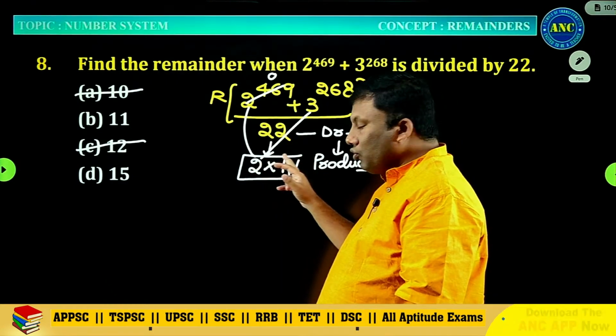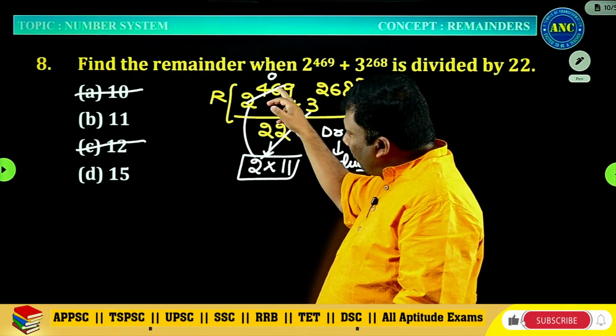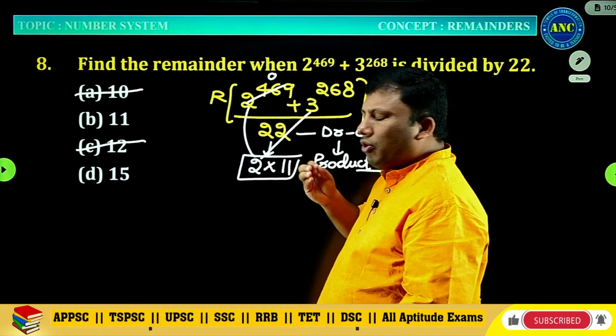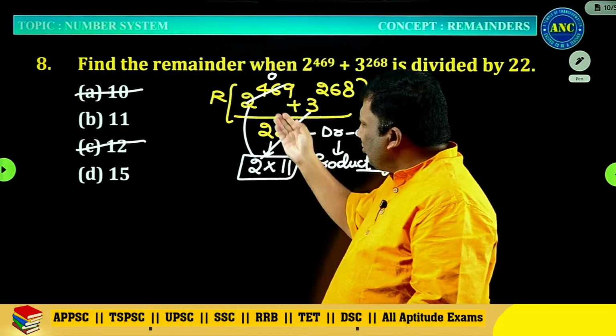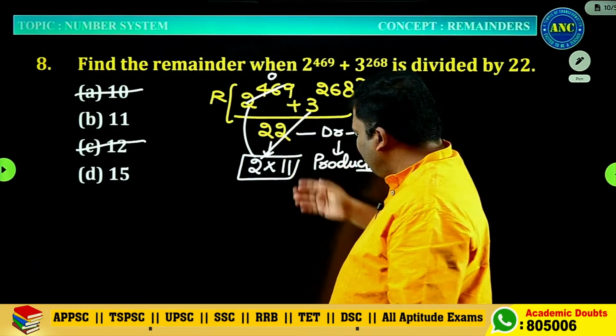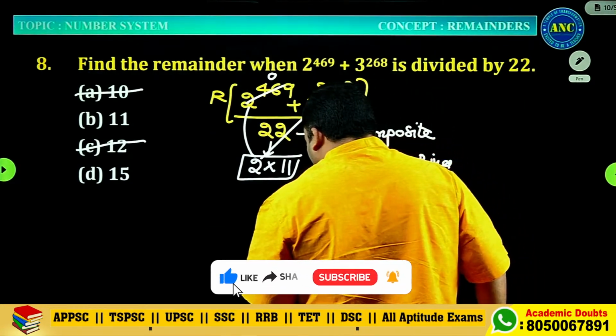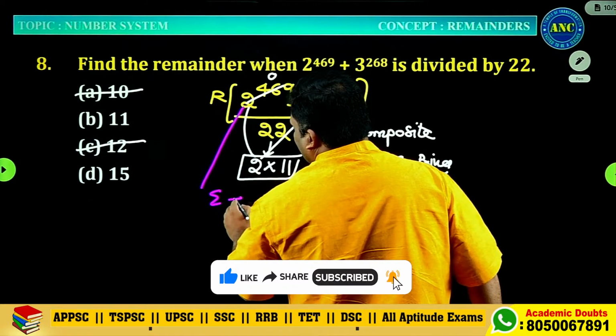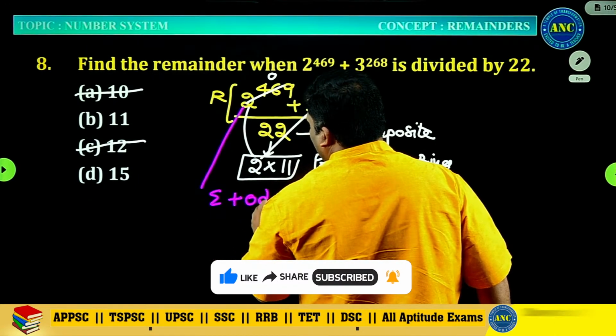22 is 2 into 11. 2 power 469 is perfectly divided by 2. Or you can look at it like this: this is an even number. You tell me, simple number theory concept. It is an even number, and 3 is an odd number.